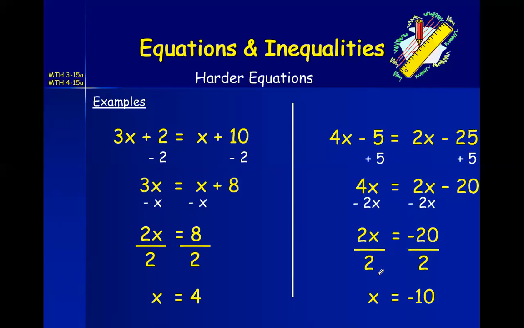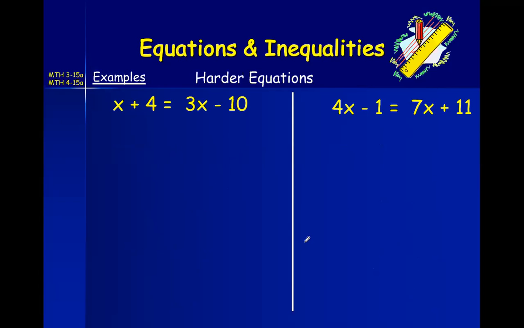Okay, and I can quickly check that this makes sense. 4 times negative 10 is negative 40. Negative 40 minus 5 is negative 45. 2 times negative 10 is negative 20. Negative 20 minus 25 is negative 45.